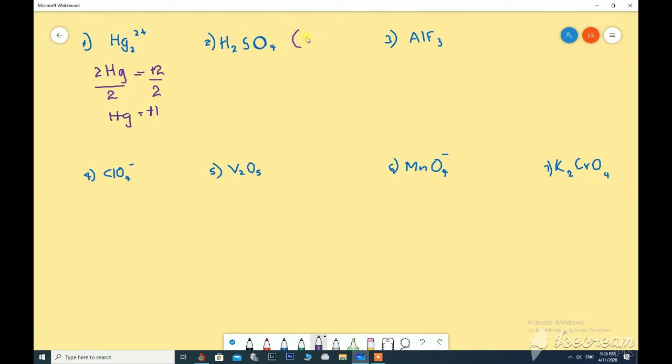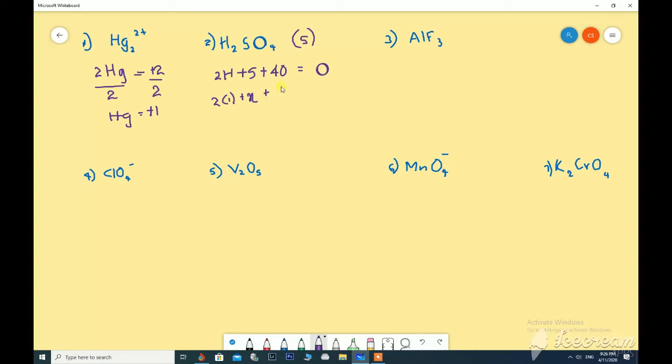In the second example, let's find the oxidation number of sulfur. Here you can see there are 2 hydrogen atoms, 1 sulfur, and 4 oxygens. The sum of their oxidation numbers should be equal to 0. Here hydrogen has combined with a non-metal, so hydrogen shows +1. 2 times 1. Let's consider the oxidation number of sulfur as x.